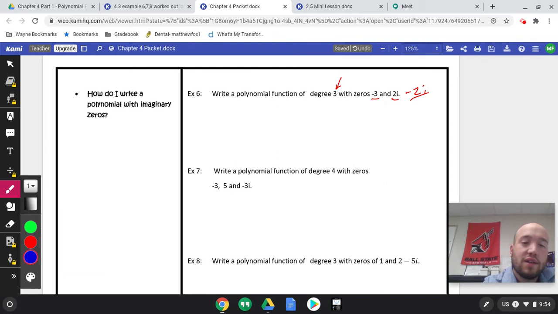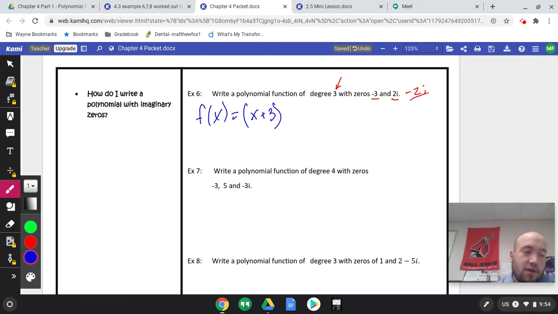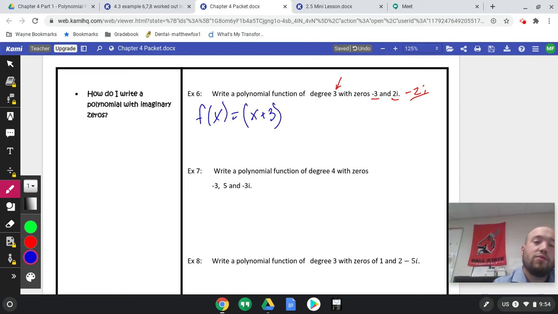We can write something like this: f of x equals, and we know the first one's easy. It's going to be x plus 3. However, to get the second part, how do I write a polynomial with imaginary zeros? Now I'm going to show you a shortcut, and then I'm going to explain how we get that. We need to have x squared minus the sum of the two numbers times x, and then plus the product of those two imaginary numbers.